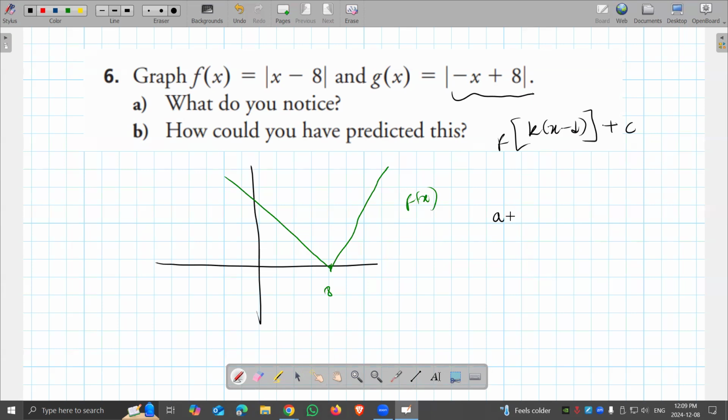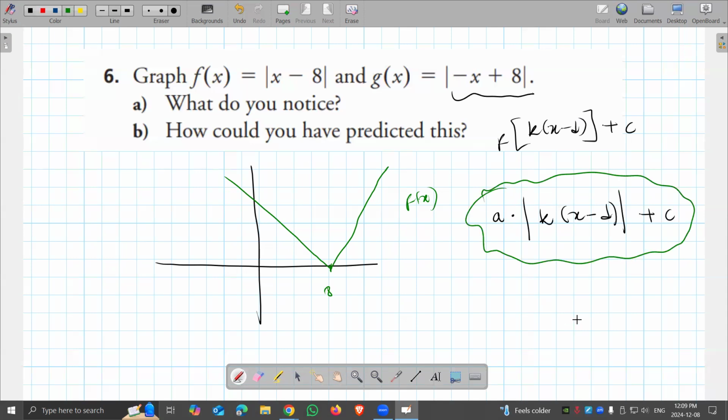So here, I'll help you. For an absolute value function, it would look like this. It'll be a times the absolute value of k times the quantity x minus d, plus c. So this would be the general form of an absolute value function. If you compare this one with this, what's our k value? Negative 1. K is always the number that's multiplied with the x. So k is negative 1. But more importantly, there's a d value in there, and the k is not taken out of the d value. K is not outside of the brackets.